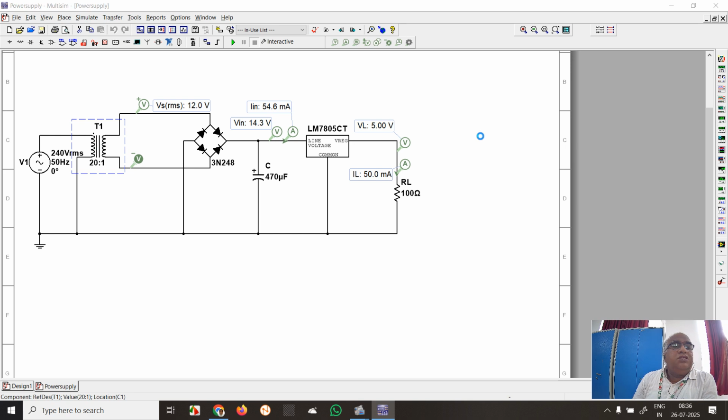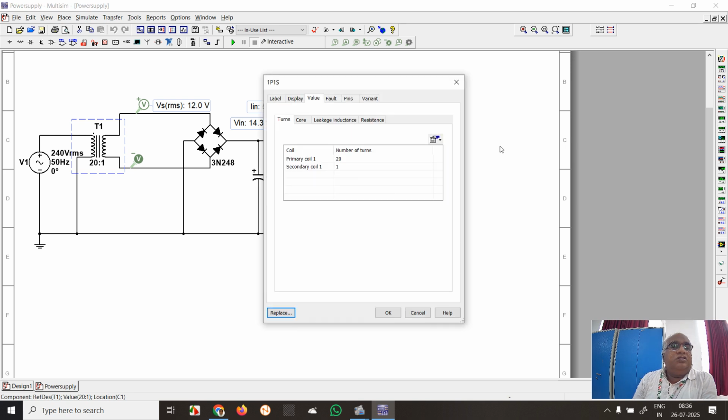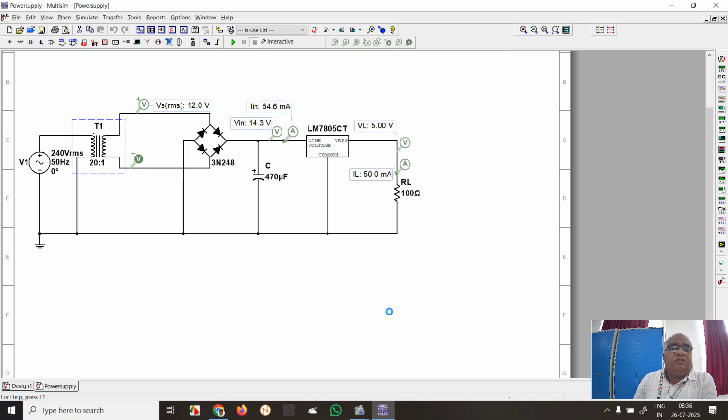To change the turns ratio, double click the transformer. In the primary coil and the secondary coil, you can place the number of turns. Here, the primary to the secondary ratio is 20. Therefore, the primary voltage is 240 volts and the secondary voltage is 12 volts.